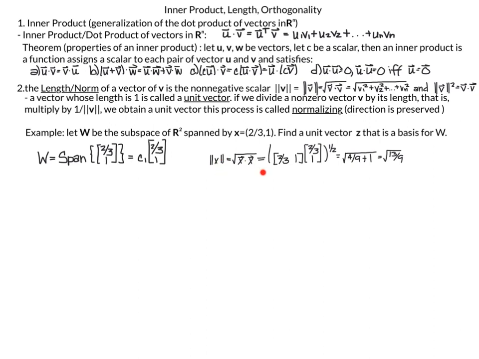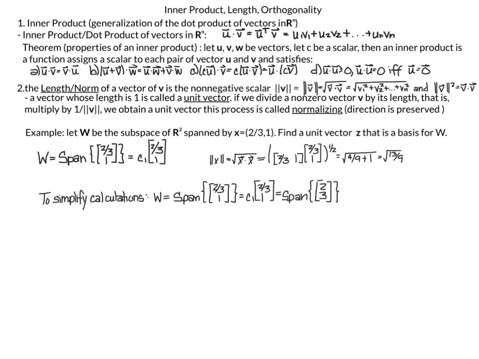I found the length of the vector by taking the square root of the inner product of x with itself, which is equal to the square root of 13 over 9, which is kind of an ugly term. But I saw your book does this, and so this makes a lot of sense. What you can do is simplify this. So instead of looking at the span of (2/3, 1), you can multiply this vector by 3, because the span is equal to any constant times this vector.